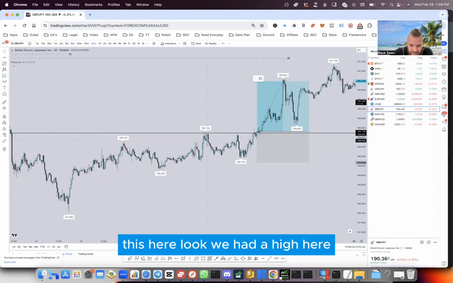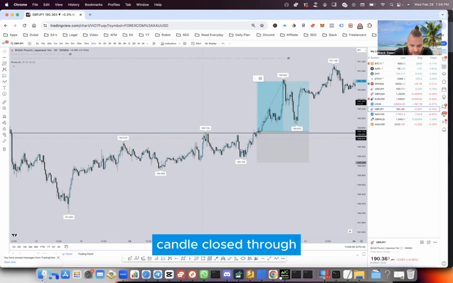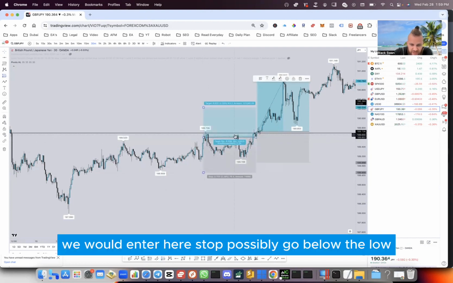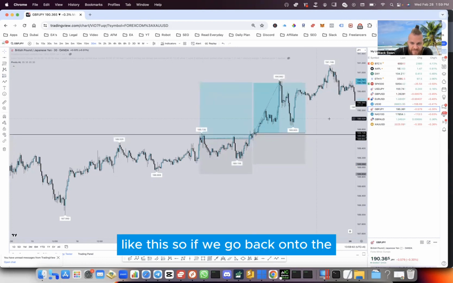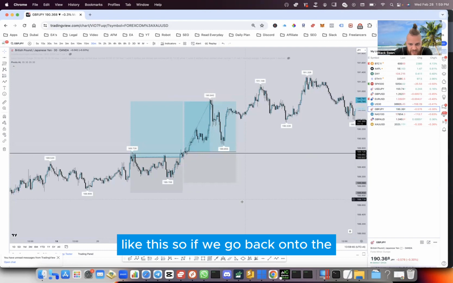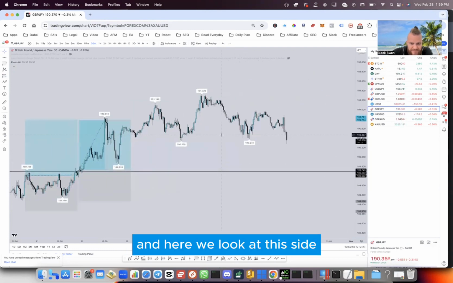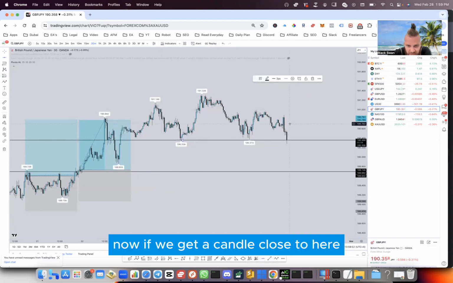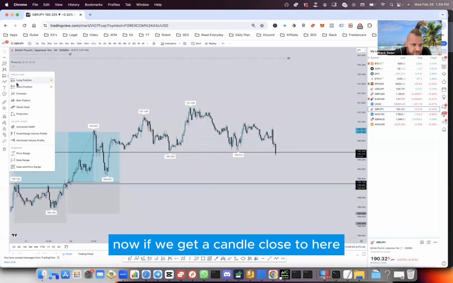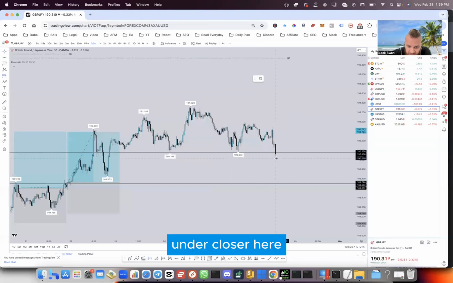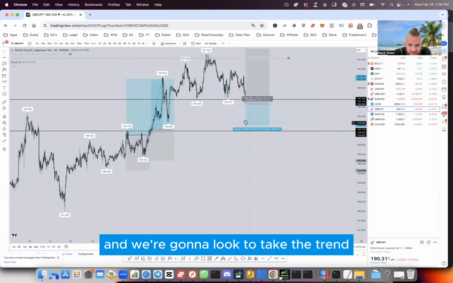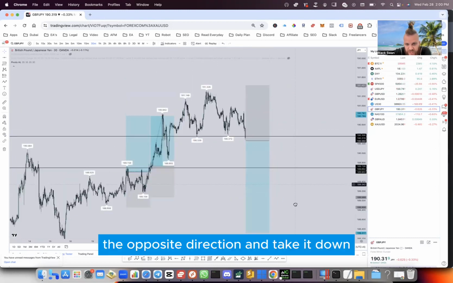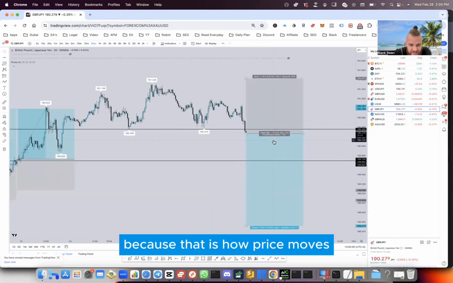This here, look, we had a high here, candle closed through. We would enter here, stop loss would be going below the low, and then we would trade up like this. So if we go back on and look at this side, you see, we've got this support level here. Now, if we get a candle close to here, we are going to trade with our stop loss like this, above that previous swing high, and we're going to look to take the trend the opposite direction and take it down, because that is how price moves.